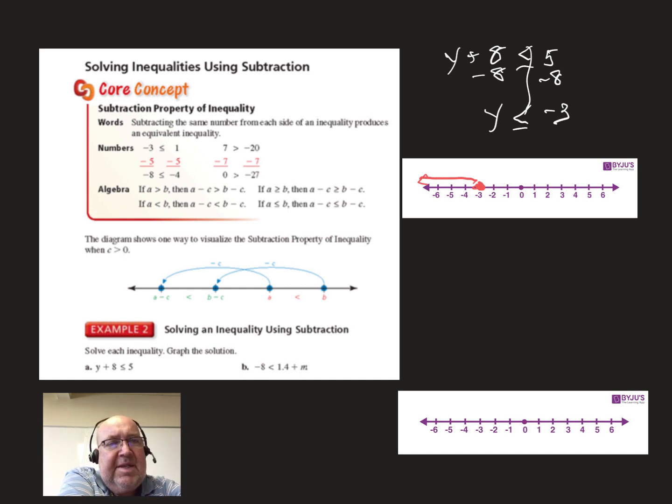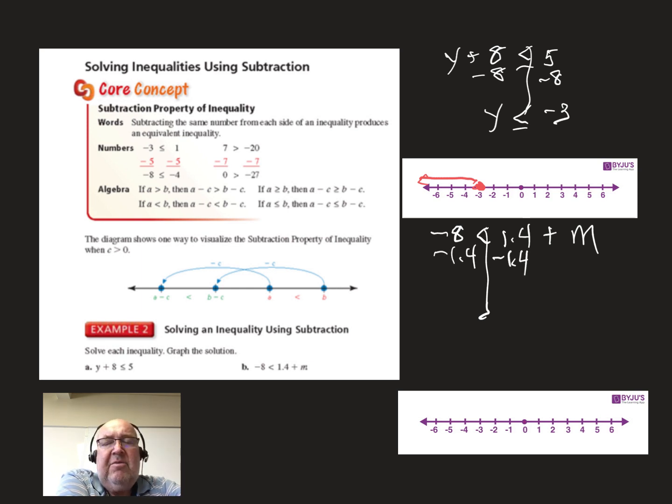Alright, our other example here is we have negative 8 is less than 1.4 plus m. So I'm going to subtract 1.4 from both sides of the inequality. Remember that when you subtract from a negative, you actually are getting more negative, or you're adding them together. So I'm going to have negative 9.4 is less than m.